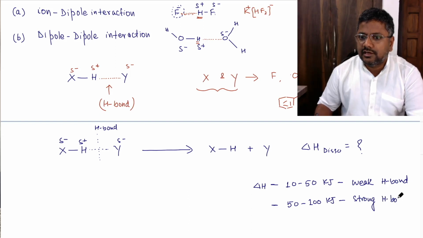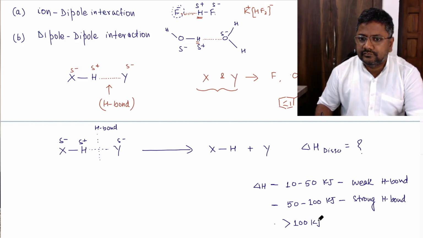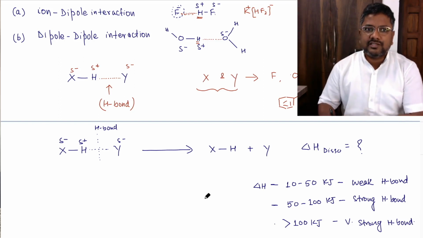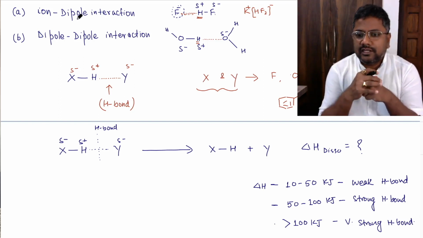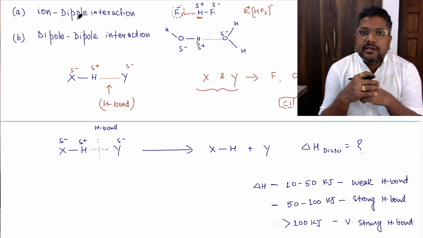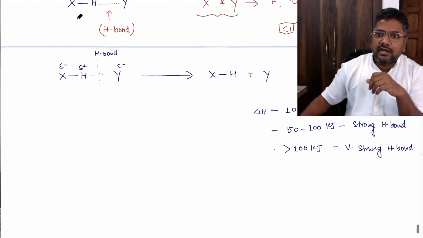A strong hydrogen bond. And if it is greater than 100 kilojoule, then it is called a very strong hydrogen bond, right? So in the first case, what I have taken here, ion-dipole type interaction, generally they form very strong hydrogen bonds, meaning the bond energy is more than 100 kilojoule.